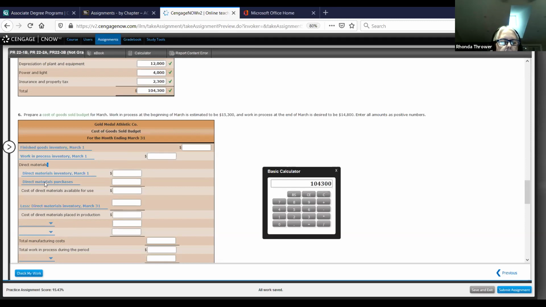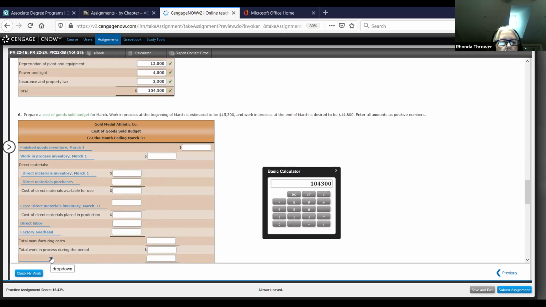And so we find the total cost of the direct materials, then we've got to add our direct labor cost to that and our factory overhead cost to that to get the total manufacturing cost, which are your materials, labor, and overhead. Once you have your total manufacturing cost, you can add it to the beginning work in process, and that will give you the total work in process during this period of time.